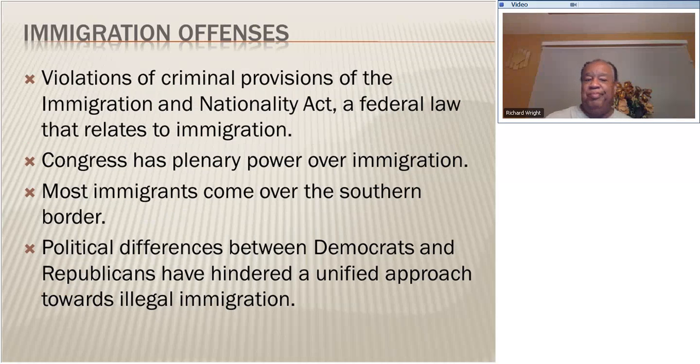Immigration offenses. Right now, we're in the heart of dealing with those kinds of things as I speak. The courts are litigating an executive order signed by the president. But immigration offenses involve violations of criminal provisions of the Immigration and Nationality Act, a federal law that relates to immigration. Congress has authority over immigration, and it says most immigrants come over the southern border. I don't know where that statistic is coming from. I don't know why that's even in here, because I don't know who has taken the numbers, unless that's just a comment that the fastest growing population in America is Hispanic. I don't know, but the fact of the matter is that there are political differences between the parties that have hindered the unified approach toward illegal immigration.